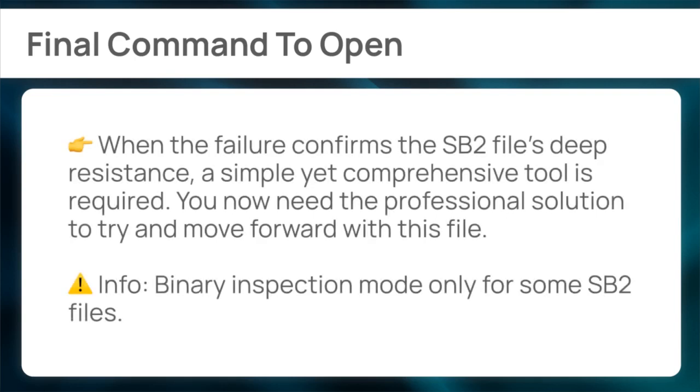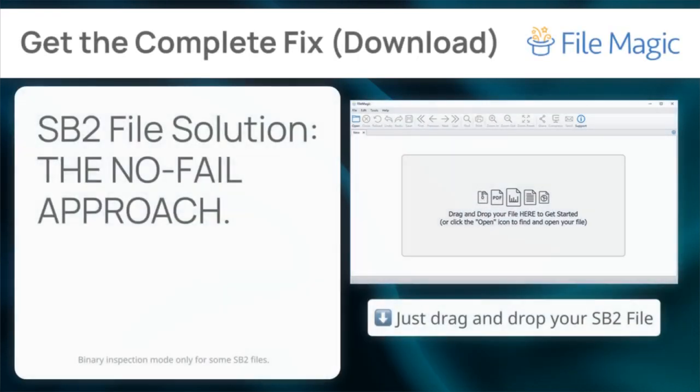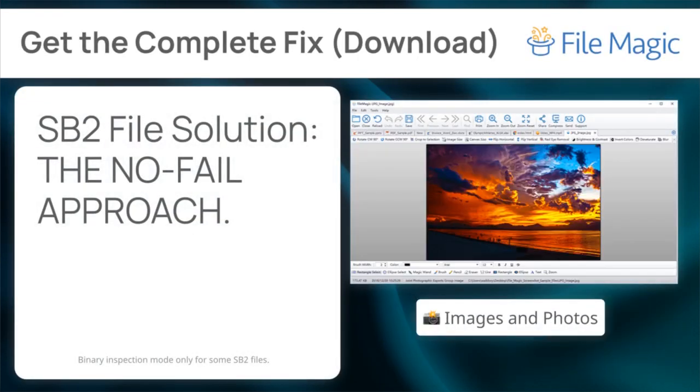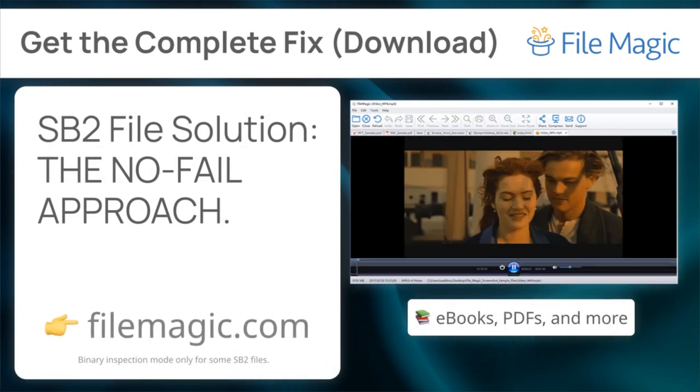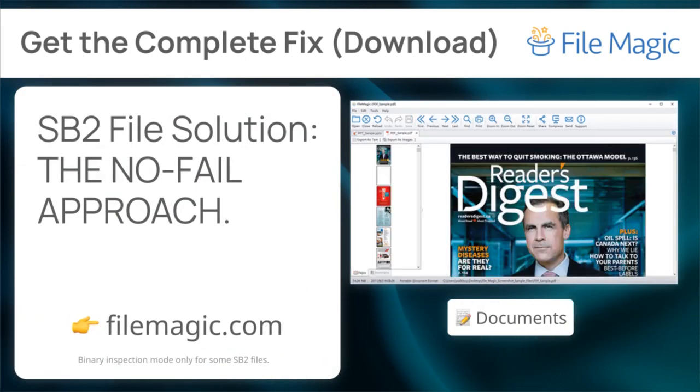When compatibility tests fail, this is final confirmation that another utility is required. The right move is to proceed with a specialized opener built for complex SB2 files. When failure is not an option, rely on File Magic. Its best feature is the way it effortlessly handles corrupted archives, letting you view the SB2 content instantly.